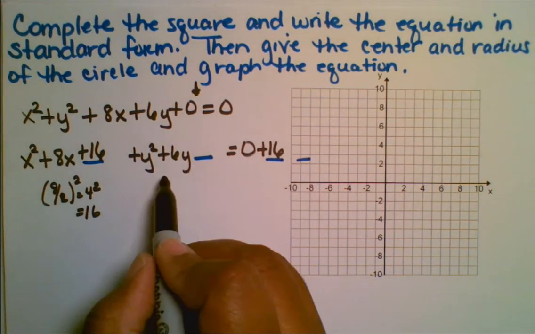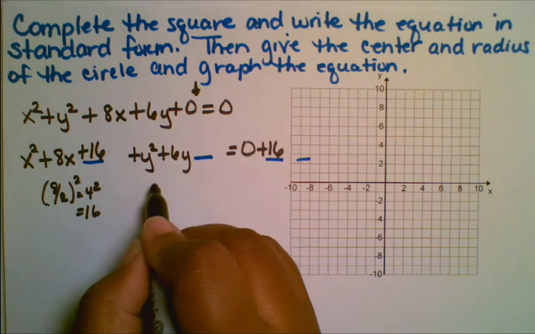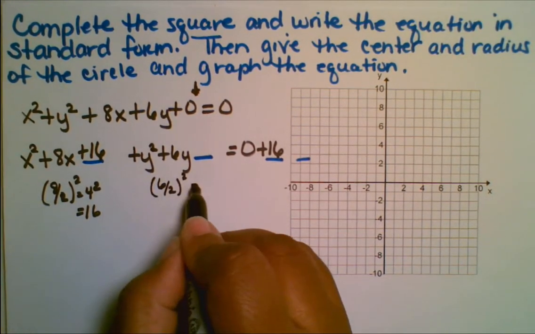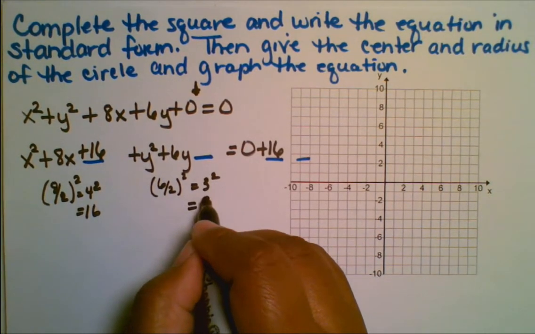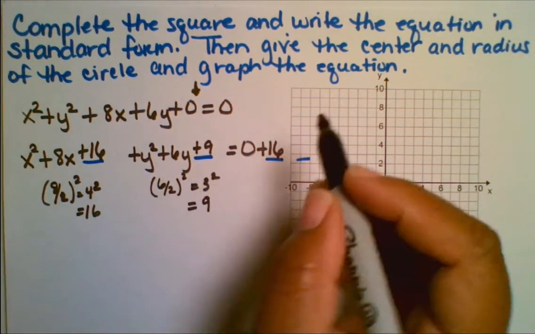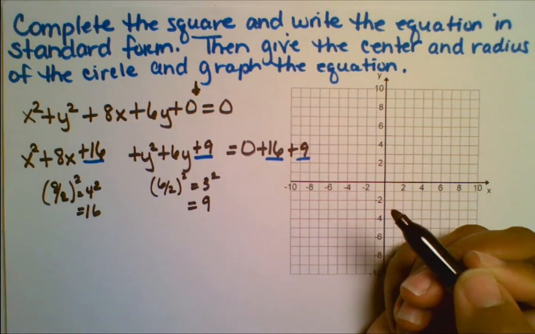The next one, completing the square for our y terms. Take half of 6, square it. We have 3 squared, which gives us 9. So we're going to add 9 to the y terms here to make this a perfect square trinomial, and we're also going to do that on the right-hand side.